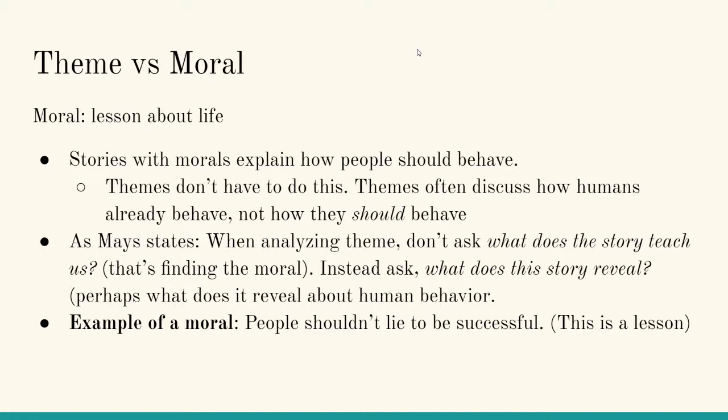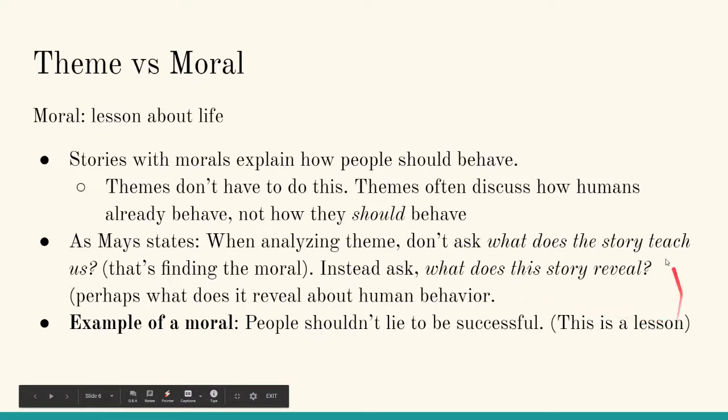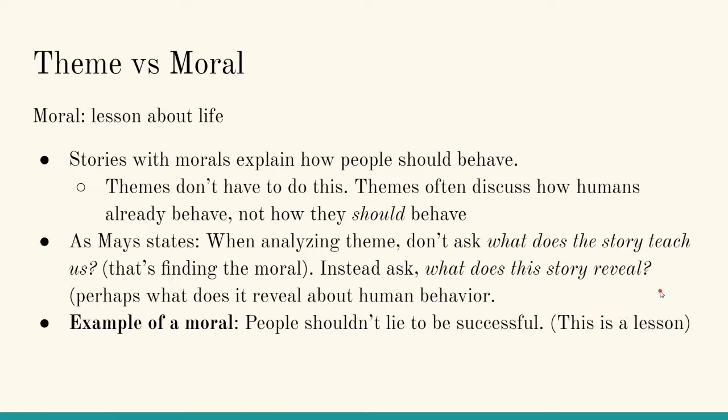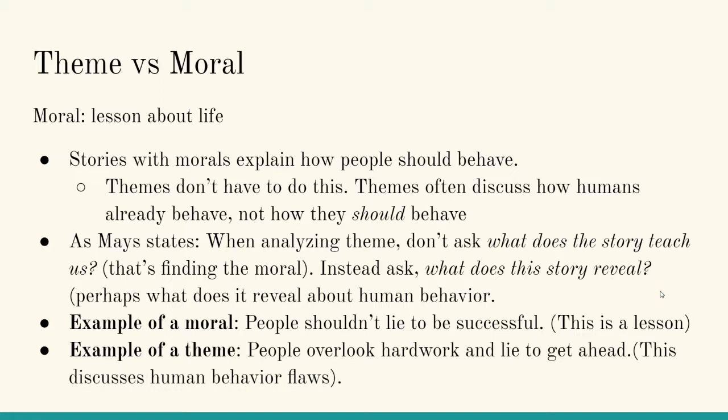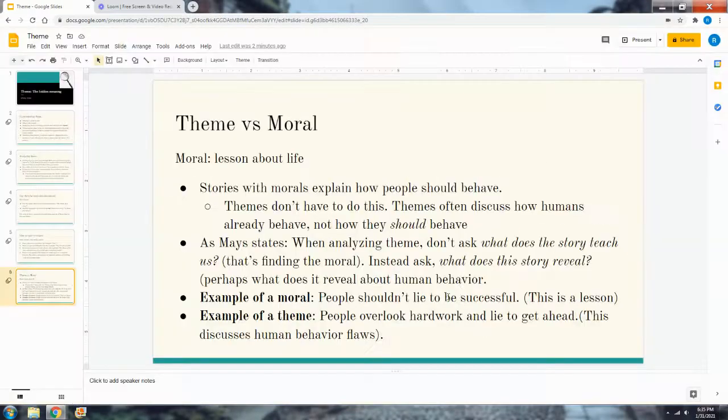So, thinking about examples: people shouldn't lie to be successful. That's an example of a moral, because I'm saying, hey, this is how you should not behave. People shouldn't lie to be successful. That's me waving my finger at you saying, don't do it. If you take that same idea, but we don't ground the audience in a lesson, an example of a theme could be something like, people overlook hard work and lie to get ahead. We're not saying everybody does that, but we can analyze human behavior, and we know that human nature is flawed. So this discusses human behavior flaws more, and it doesn't celebrate it, but it's pointing out that it was reoccurring in the story. That's the main difference between moral and theme.